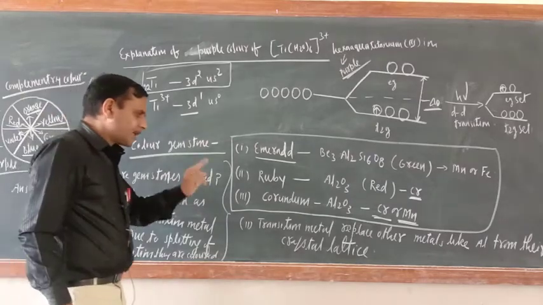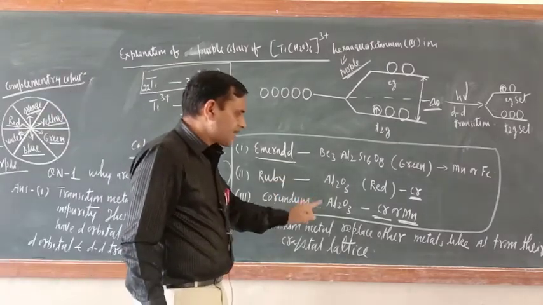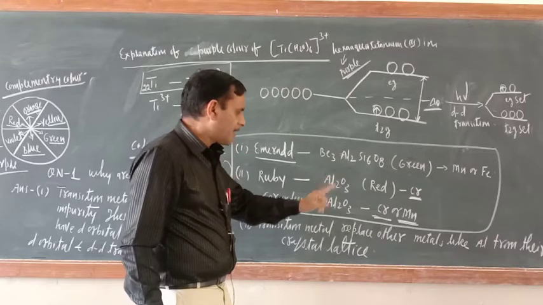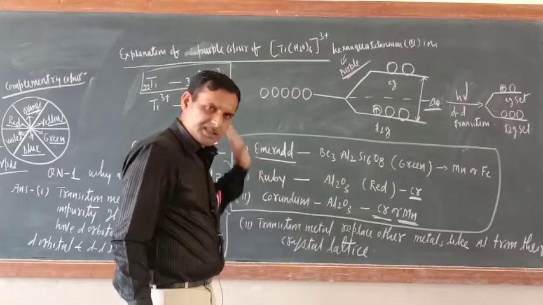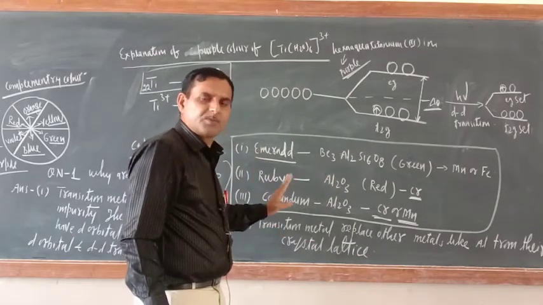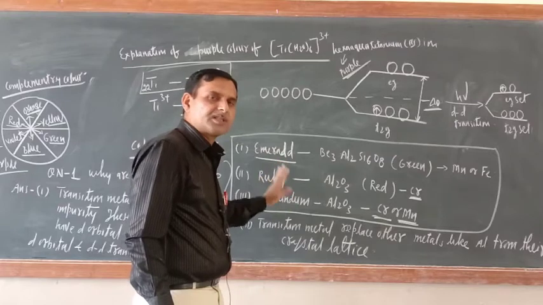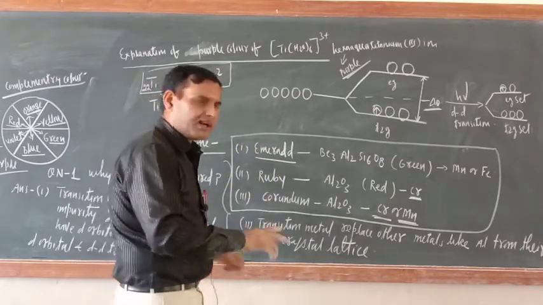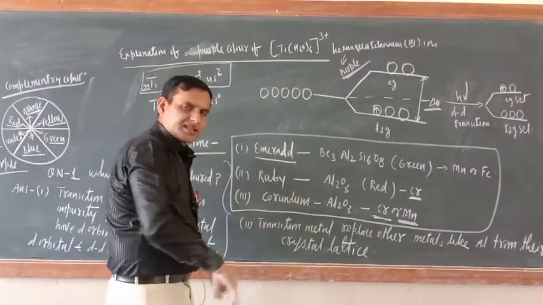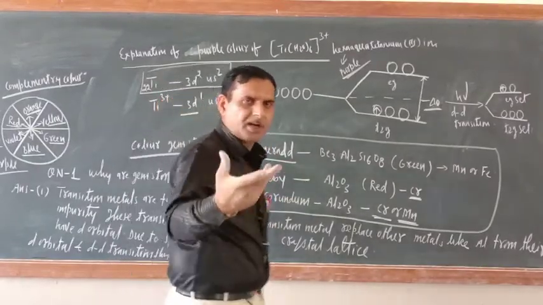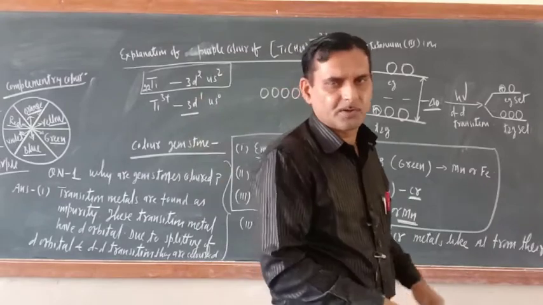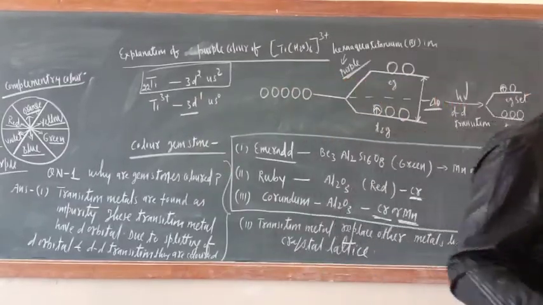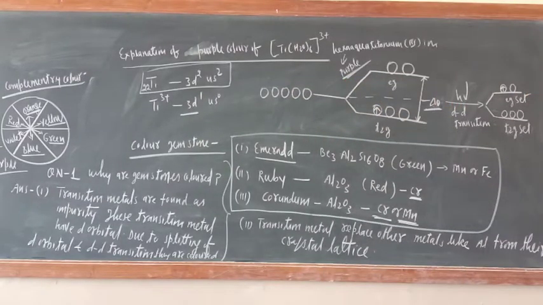Moreover, transition metals replace other metals like aluminium from their crystal lattice. This is also one of the reasons to impart color to the gemstone. The transition metal will replace the other metal from the crystal lattice, and this also imparts color to the compound. So in this way this part is also completed.